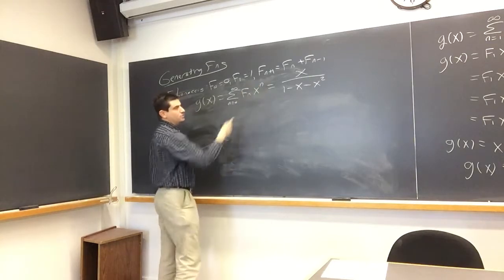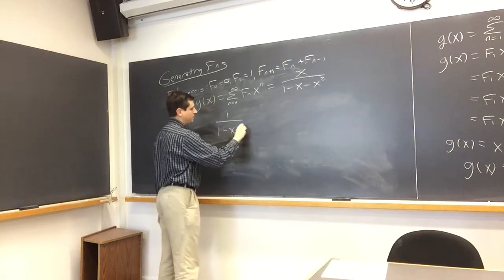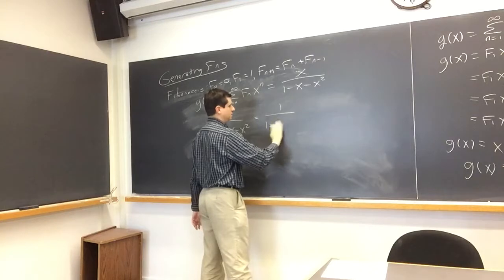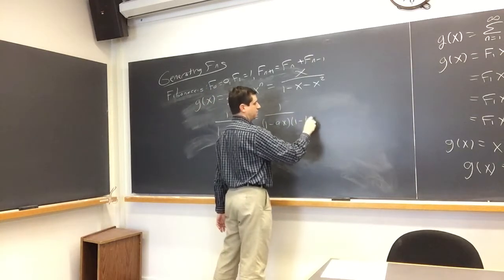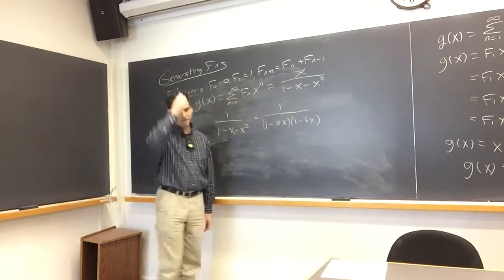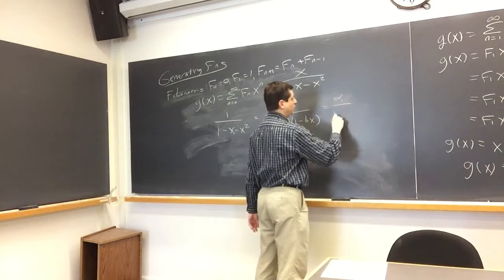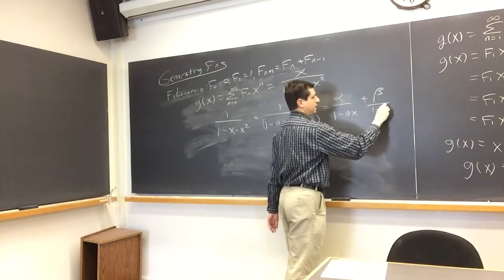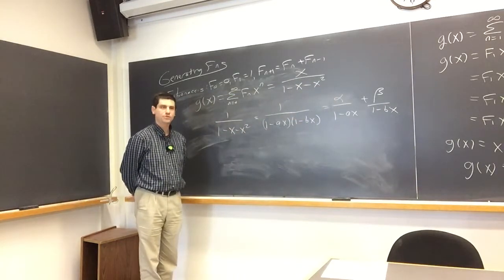And what you would do is the x up top doesn't really matter. We have 1 over 1 minus x squared. We write this as 1 over 1 minus ax, 1 minus bx. You can factor the denominator. And then we'll get like alpha over 1 minus ax plus beta over 1 minus bx. And we just have to find what the roots are.